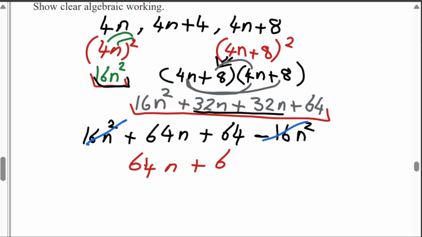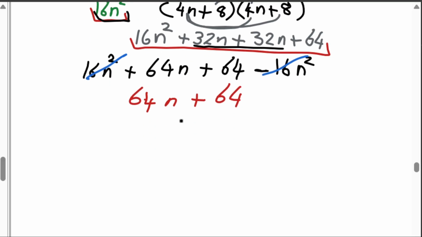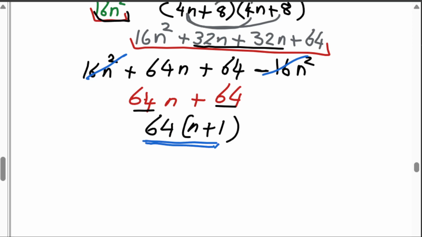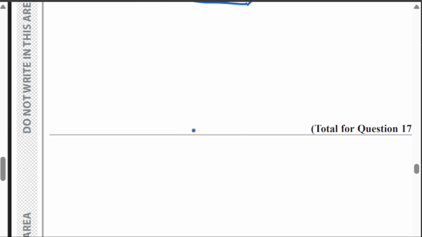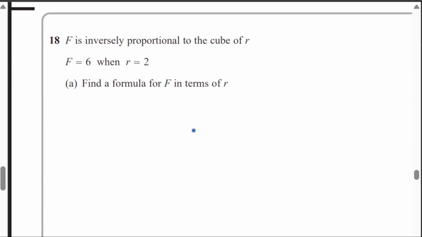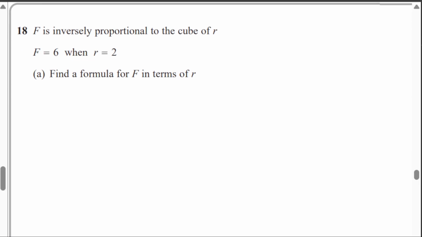If you take 64 out as a common factor, you'll have 64 times n plus 1 in the brackets. That means this number is a multiple of 64, because 64 times any number is a multiple of 64, and we proved it. That's the 3 marks for this nice question. Question 18, inverse proportion.